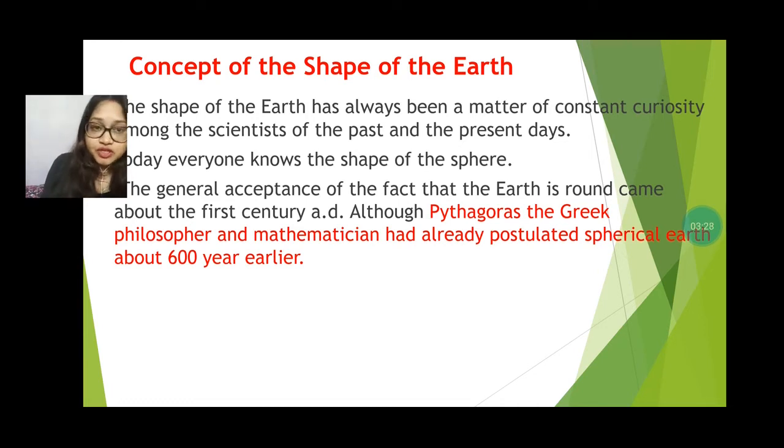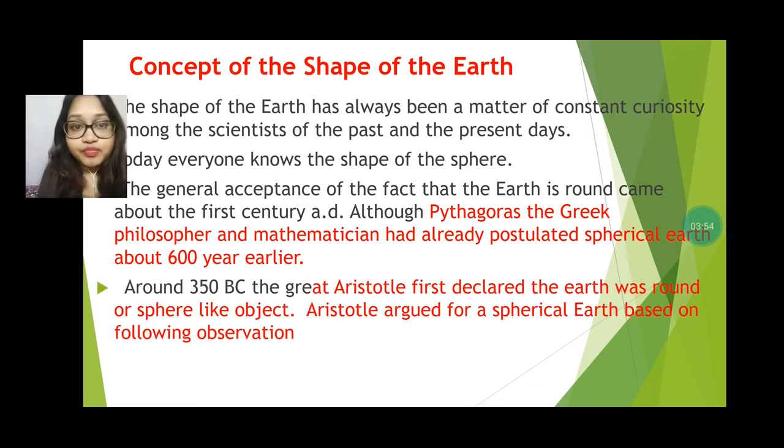The general acceptance of the fact that the Earth is round was first developed in the first century AD. Pythagoras, one of the most important Greek philosophers and mathematicians, discovered that the Earth is spherical in shape about 600 years earlier. Okay, and after that, around 350 BC, the great Aristotle also declared that the Earth is round, a sphere-like object.